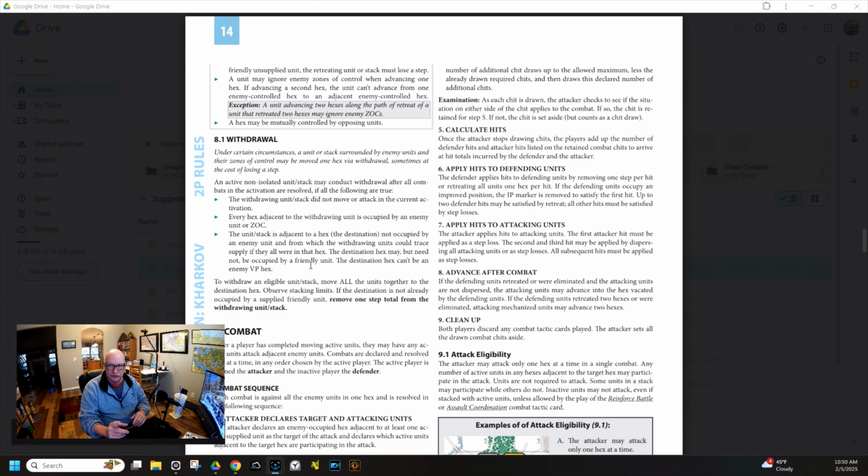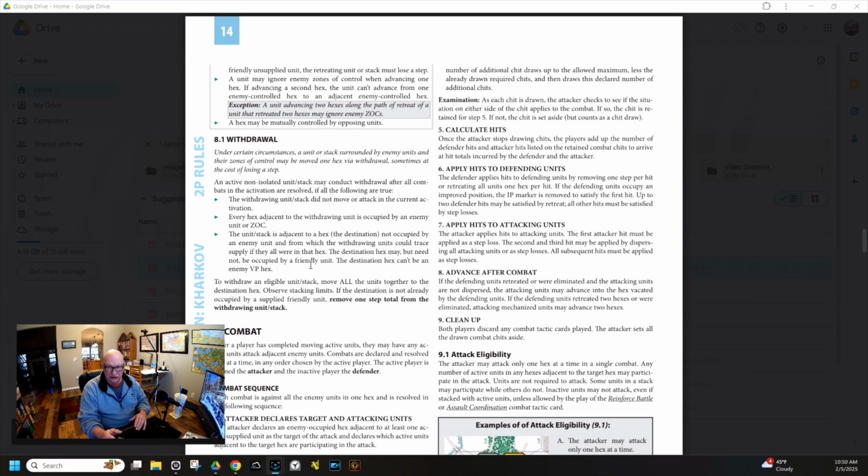So first you apply hits to the defending units. The defender applies hits to defending units by removing 1 step per hit or retreating all units 1 hex per hit. If the defending unit occupies an improved position, the IP marker is removed to satisfy the first hit. Up to 2 defender hits may be satisfied by retreat. So only 2 hits can be satisfied by retreat. All the other hits have to be satisfied by step losses.